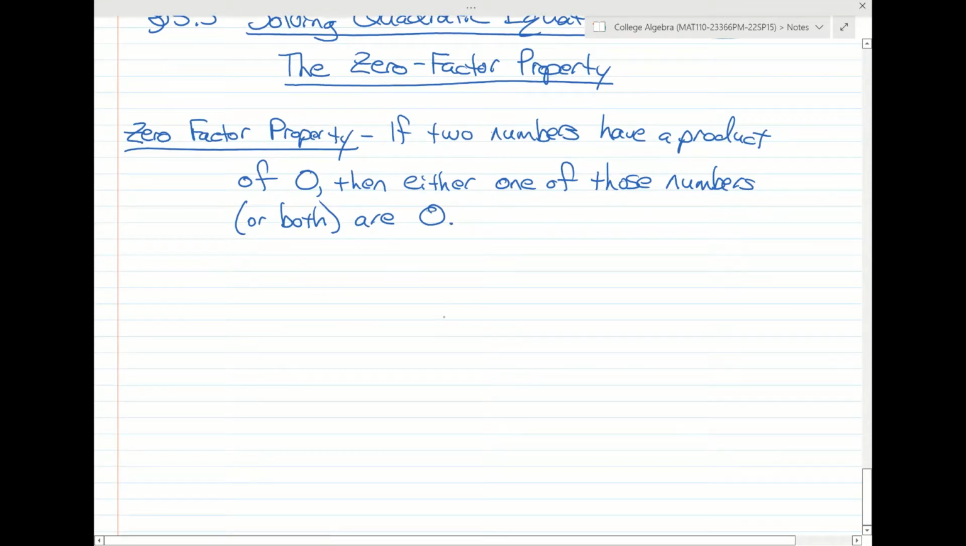So I'll show you an example. Example would be to solve 8x plus 3 times 2x plus 1 is equal to 0.